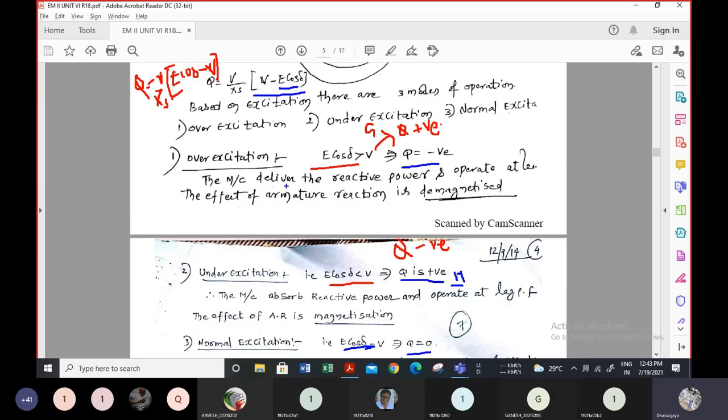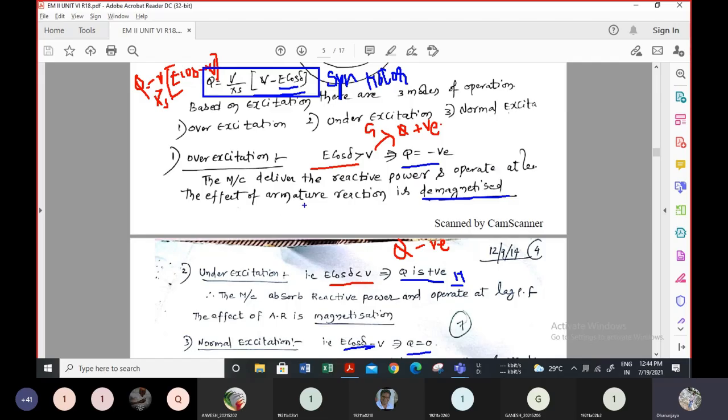Under this case, what happens for the synchronous motor? Let's confine ourselves to the blue one, for which I have discussed this formula in the synchronous motor. The machine delivers reactive power here, and the effect of armature reaction is demagnetization. After this, I'll draw a correlation between the alternator and synchronous motor. I'll show you both in a single table.